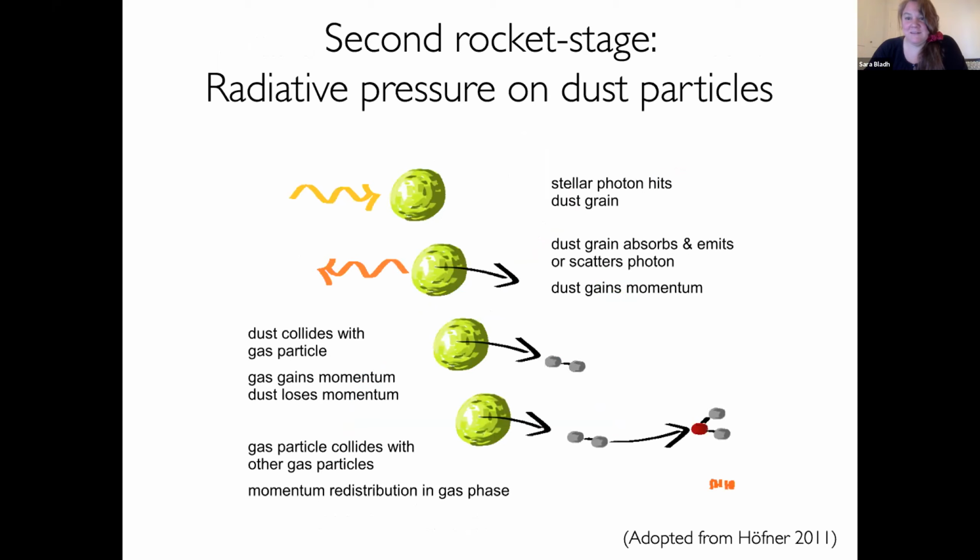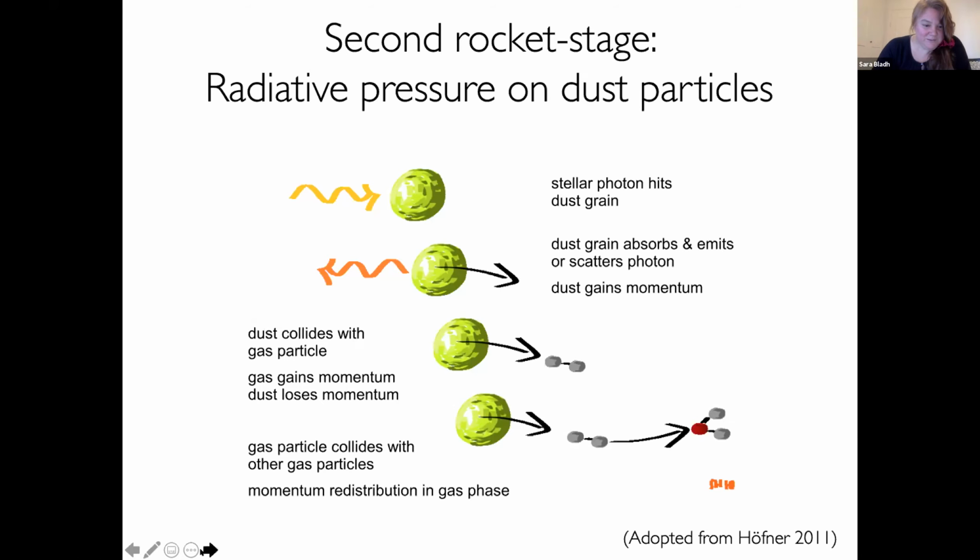Okay, so in this second stage, the radiation pressure on dust particles, the dust grains, they gain momentum when they interact with the stellar photons. So they can either absorb and re-emit photons and gain momentum, or they can scatter photons and gain momentum. And then this momentum is then transferred to the gas by collisions, and then you can have a general mass outflow.